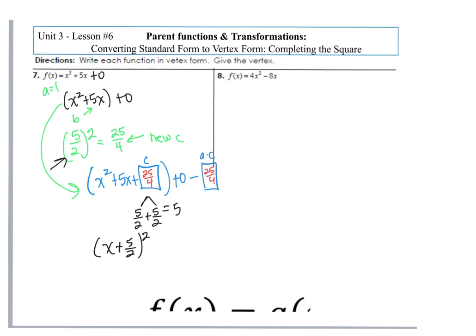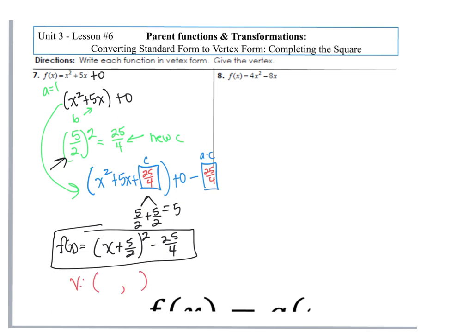And what is 0 minus 25 over 4? Well, it's going to stay negative 25 over 4. Okay, so we just come back and we put f of x equals in front of it, and we have our function. We can write our vertex from this. Our vertex is an ordered pair that we are symmetrical about. We take the opposite of what's inside the parentheses, so we have negative 5 halves, and keep the other value the same. So our vertex is at negative 5 halves and negative 25 fourths.